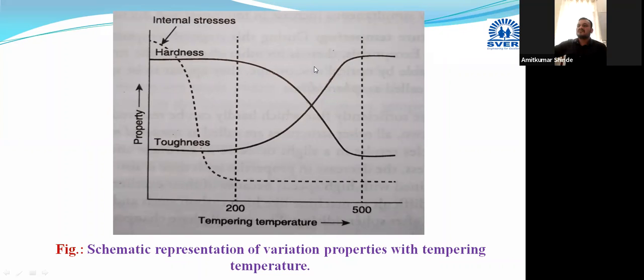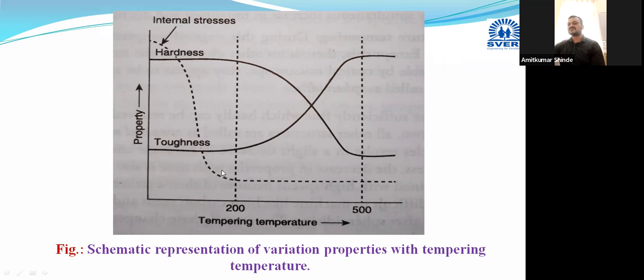Okay, now this is one graph I have added here, which shows you the impact on the properties, like hardness. I have plotted here the hardness, then toughness, and the internal stresses depending on tempering temperature. Okay, here you can see internal stresses.